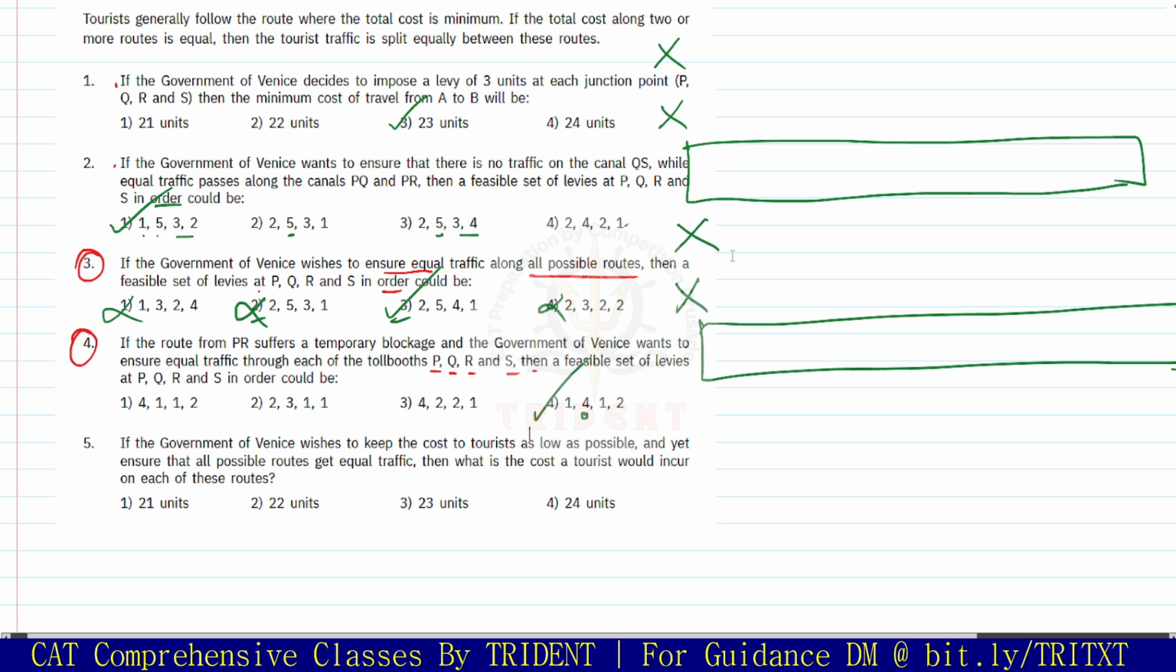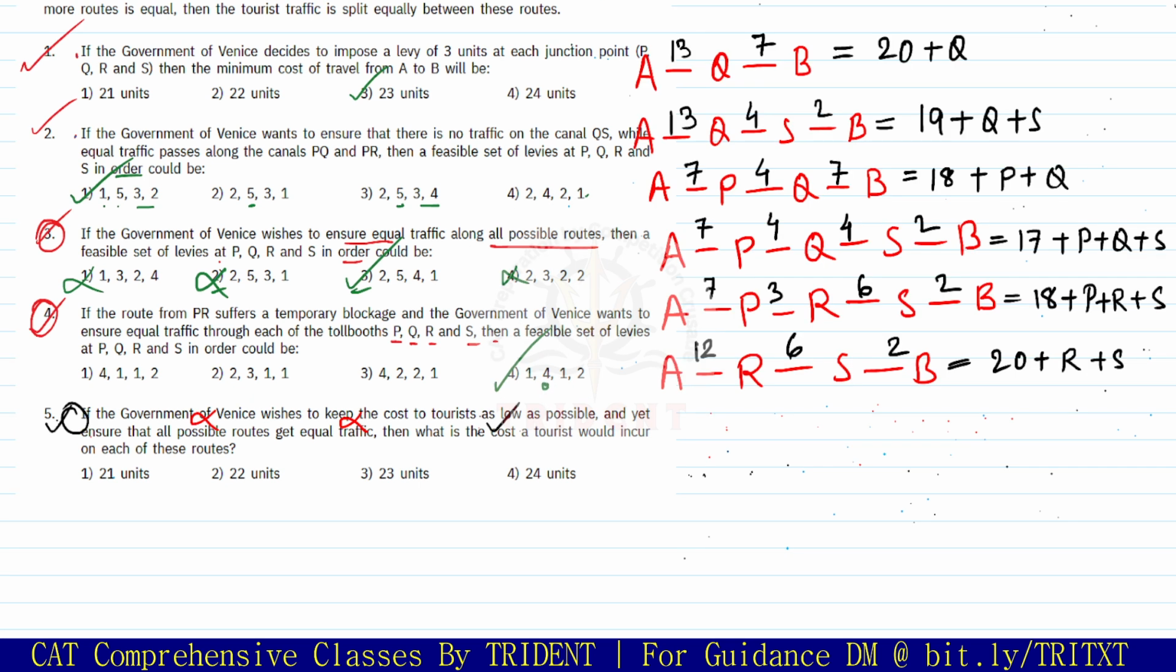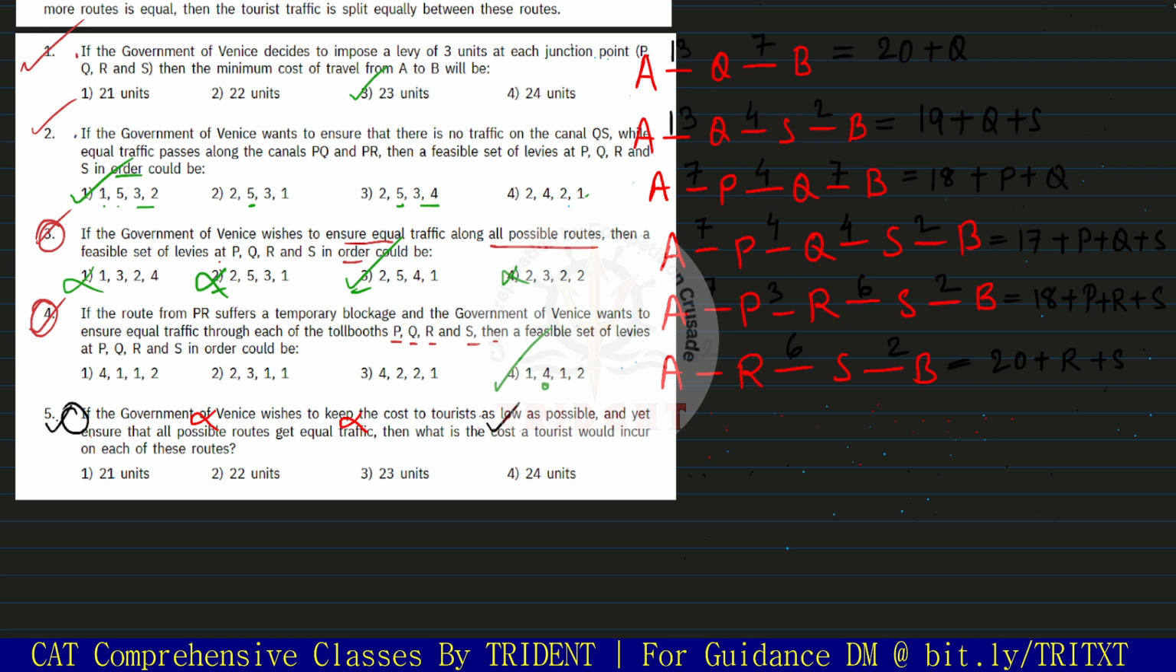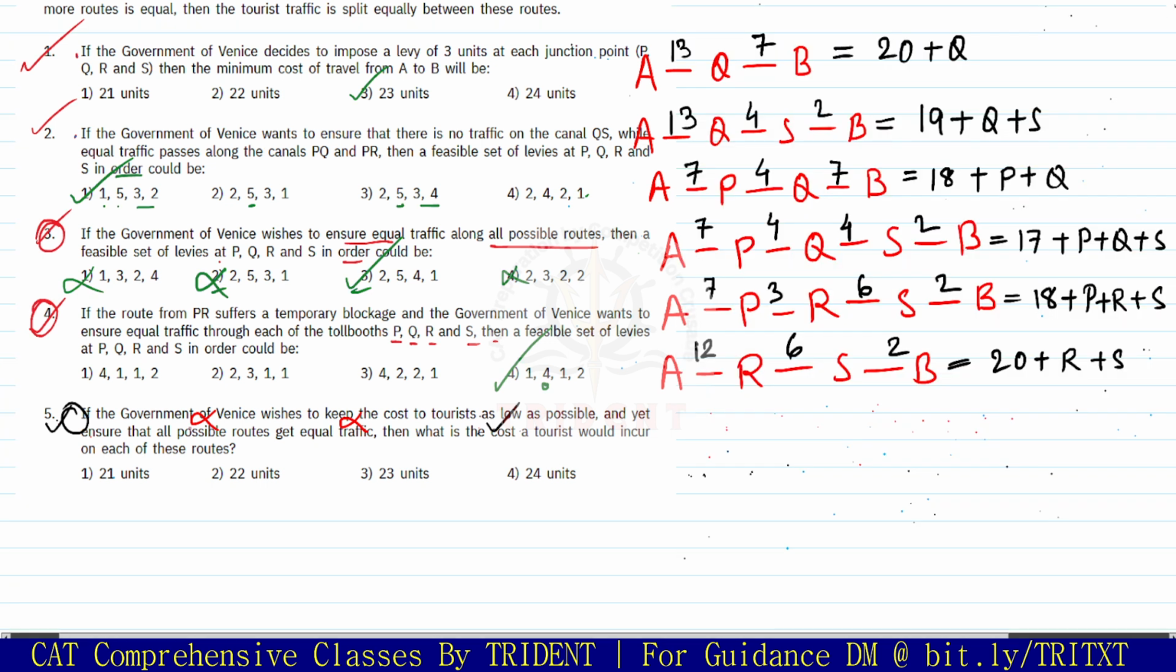Now the last question. This last question is not going to be that difficult. The last one is actually easy. So let's make some sense of the question. The question says, if the government wants to keep the cost to the tourists as low as possible and yet ensure that all the possible routes get equal traffic.